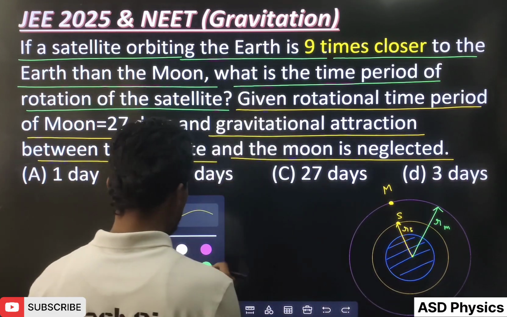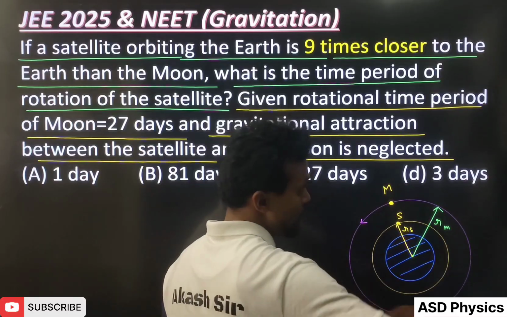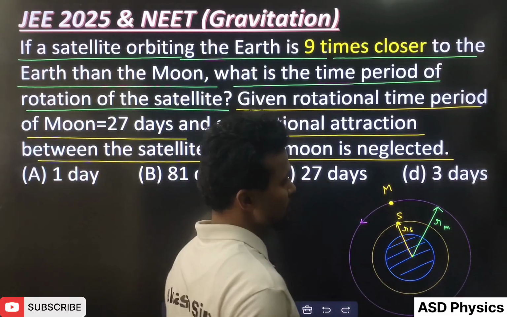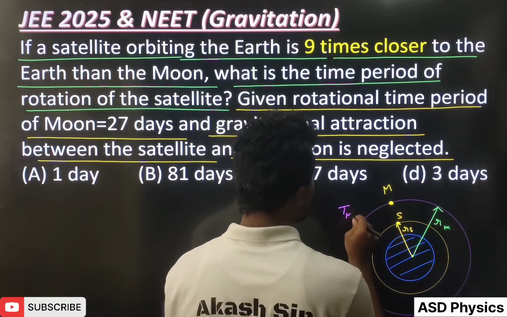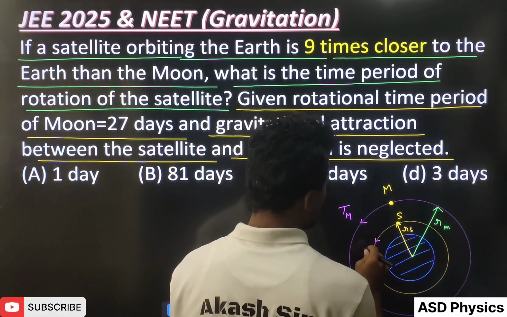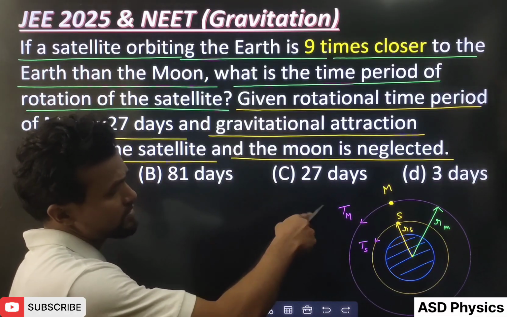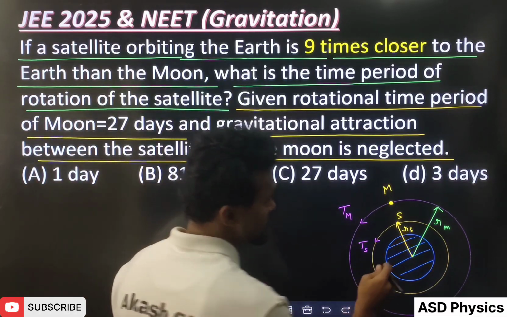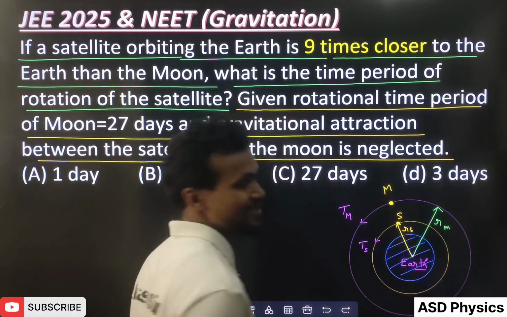And after that, if I talk about the time period, what is the time period? The time period of revolution of the Moon around the Earth, let's take this as TM, and for the satellite let's take this as TS. This Moon and satellite are revolving around the Earth. This is my Earth here.